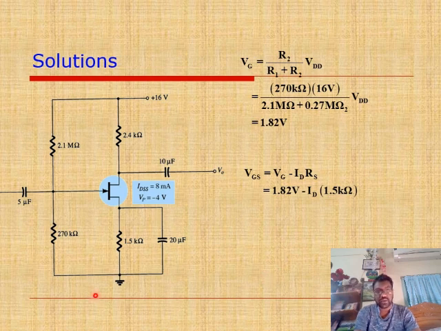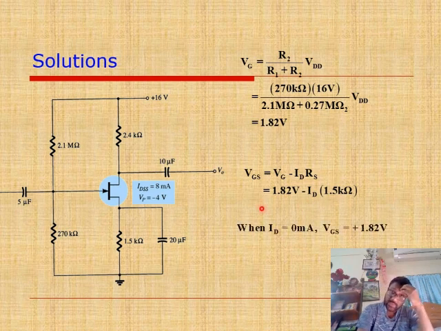Now, if we think about VG over here, we have VGS here. VGS means the voltage across gate to source. This is the gate terminal, this is the source terminal, and the voltage appearing across this will be VGS. So VGS will be VG minus ID, this current, into RS, this source resistance. So 1.82 volt minus ID into 1.5 kilo ohm.